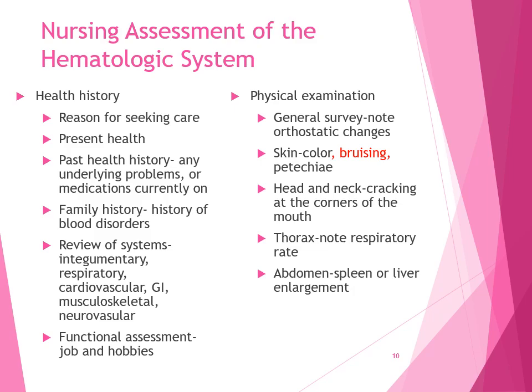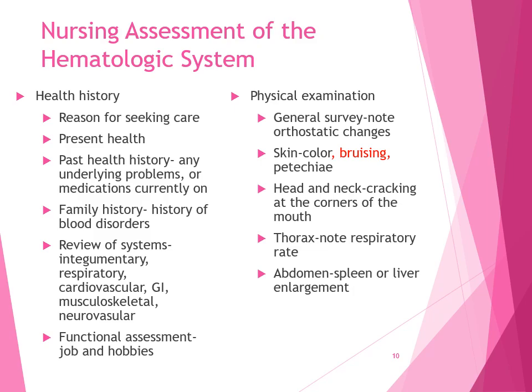Some nursing assessment of the hematologic system. So you want to check out their history. Why are they there? What brought them to your facility? What's their present health? You want to do a review of systems. You want to check out their past health history. Any underlying problems that they have, or any medications that they're currently on that may tell you why they have a bleeding disorder. Their family history.